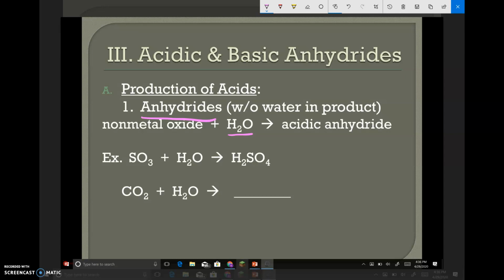So what you're going to see is a formula that has a non-metal oxide plus water, and it's going to make an acid, specifically what we call an acidic anhydride. An example of this would be right here. This is sulfur trioxide. Notice how this is a non-metal oxide plus water. It's following this formula and it makes sulfuric acid.